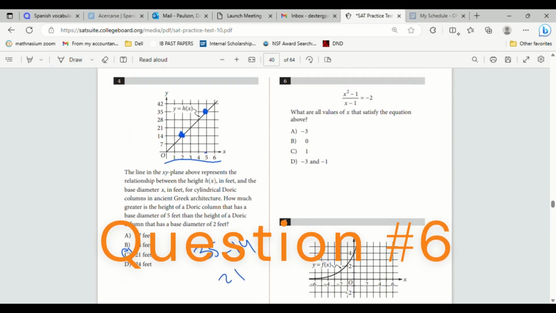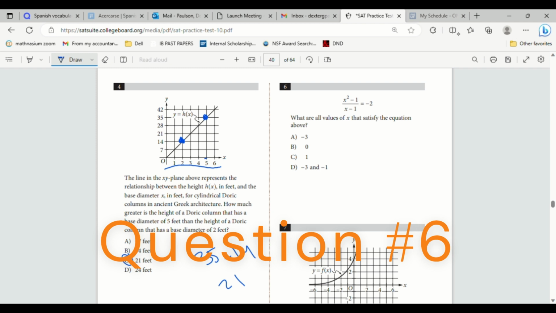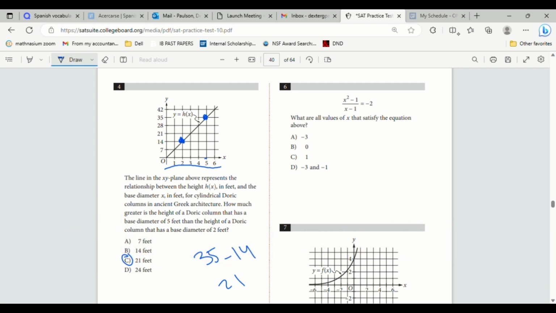Number 6, what are all values of x that satisfy the equation above? So we have x squared minus 1 over x minus 1 equals -2. We can multiply both sides by x minus 1.